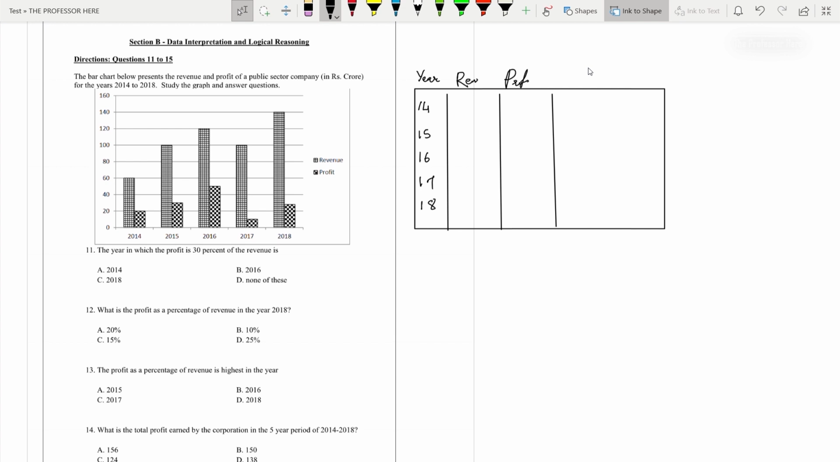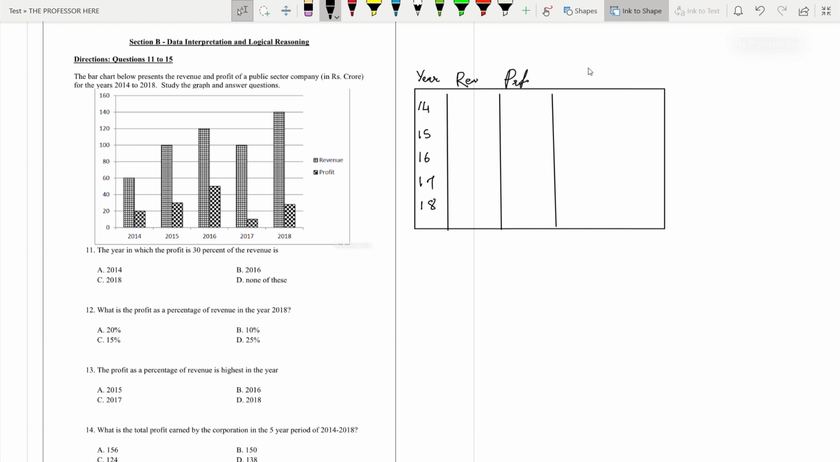Alright. As you can see, this is a simple graph and you can get the revenue and profit from the graph itself. In 2014, the revenue is 60 crores and profit is 20 crores. So let's convert it into a table. If you find this question to be very simple, then you don't have to convert it into a table. You can just simply look at the graph and do the question.